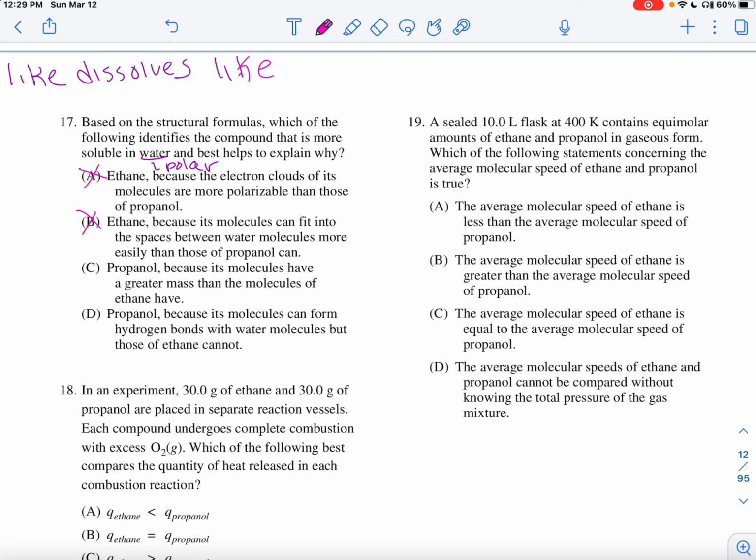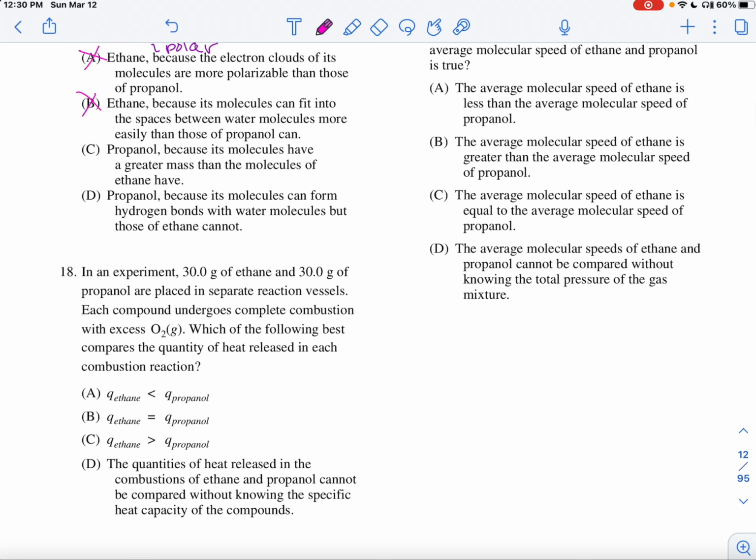Okay, the second part of this question gets into IPF or IMF. IPF just means interparticle force, IMF means intermolecular force. They're the same thing, they're interchangeable. So there are three main types of IPF that we would talk about with covalent compounds, which propanol and ethane are: LDF, dipole-dipole, and hydrogen bonds.